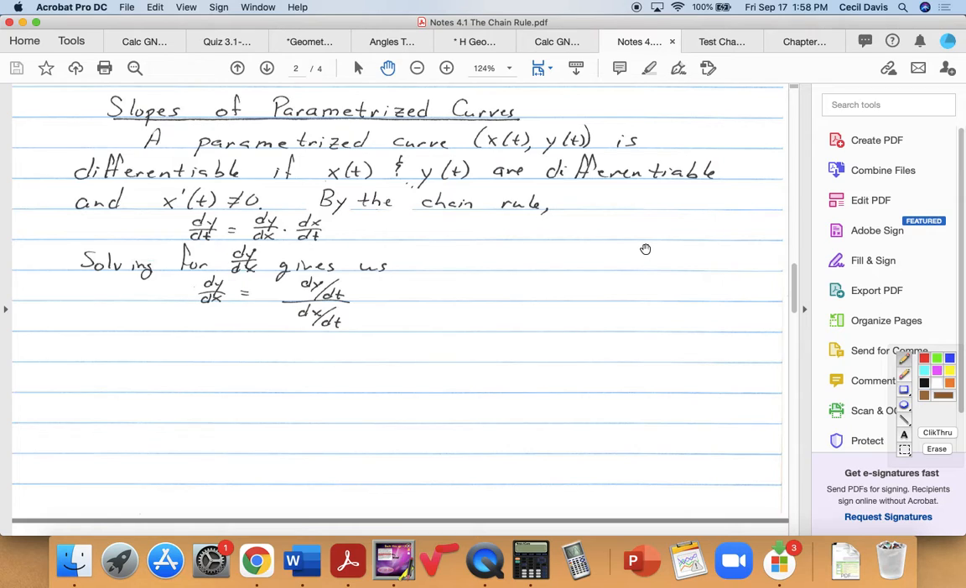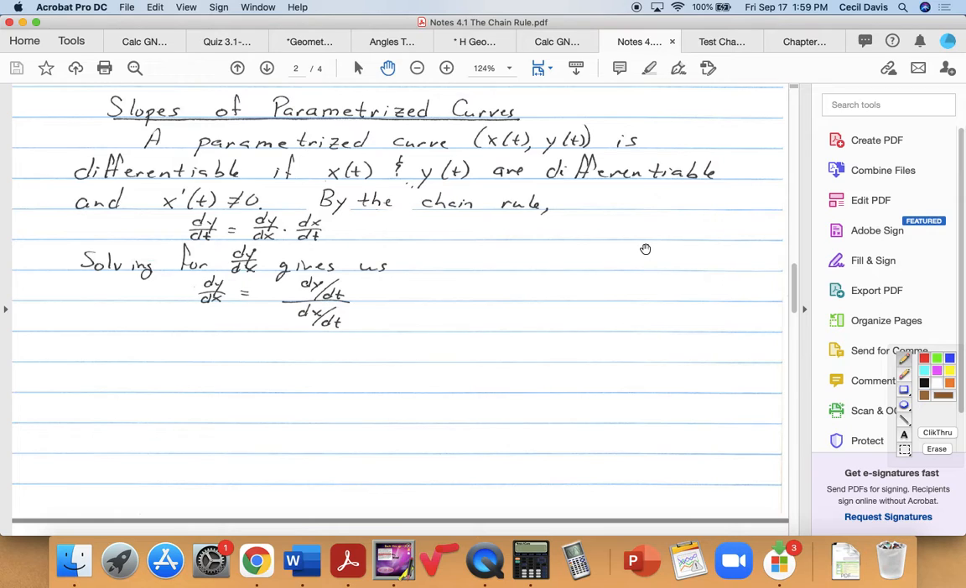So slopes of parameterized curves. So a parameterized curve, x of t, y of t, is differentiable if both x of t and y of t are differentiable, and x prime of t is not equal to 0. So here what we're doing is we're doing parametric equations so that we can have motion in the x direction and in the y direction simultaneously instead of just motion along a line. This, by the way, is one of the differences between AB and BC. AB doesn't do parametric equations at all. BC does. Okay?